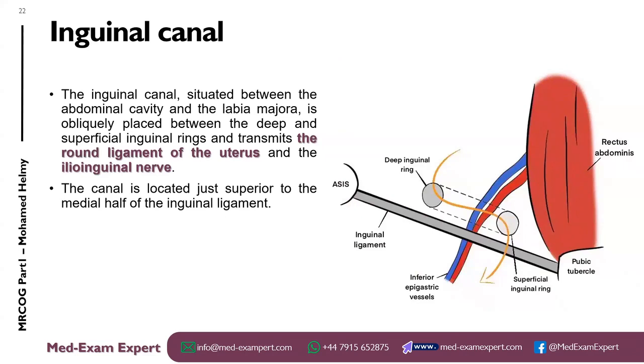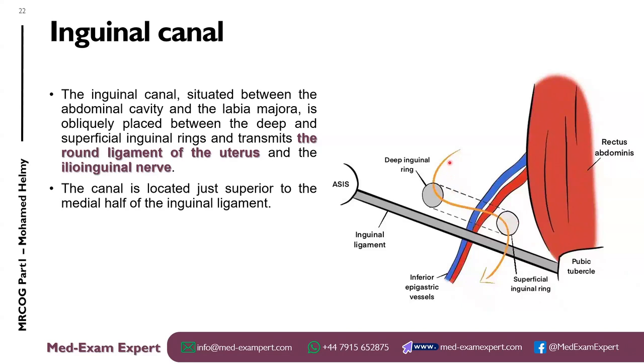So this is another picture here about the inguinal ligament. It stretches between the anterior superior iliac spine and the pubic tubercle, obliquely placed. And as we can see here, the groove of this ligament makes the floor of the canal, which we call the inguinal canal, which is situated obliquely between the deep inguinal ring and the superficial inguinal ring.